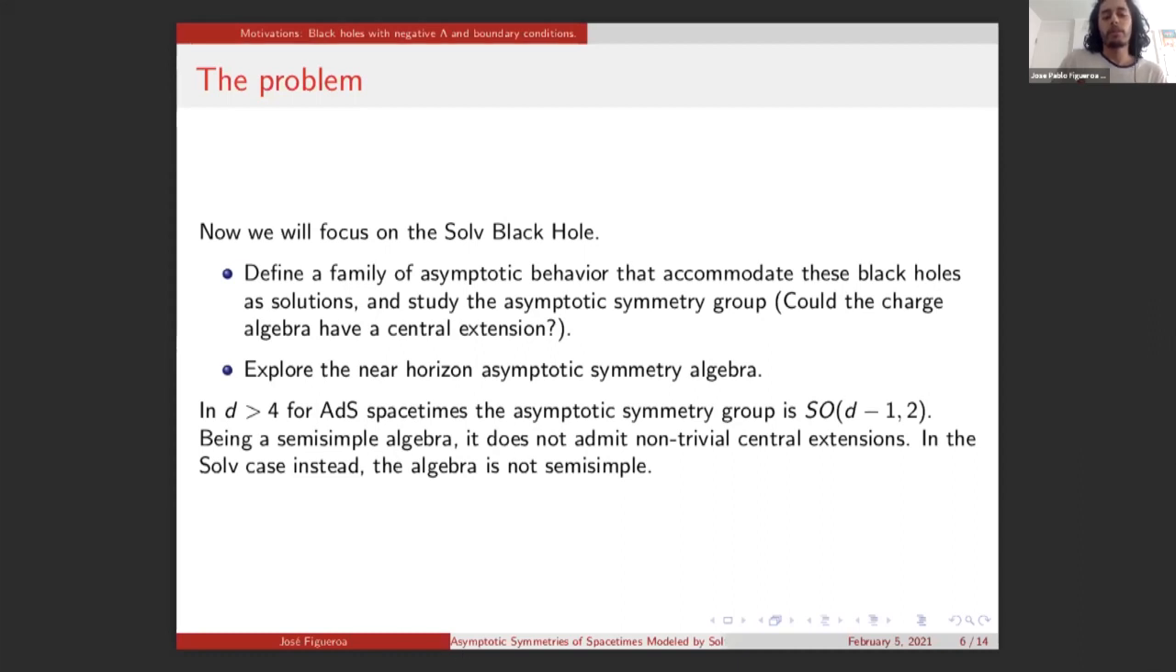In dimension greater than 4, for AdS spacetime, the asymptotic symmetry group is the same as the isometry group of the vacuum. And being a semi-simple algebra, it does not admit a non-trivial central extension. In the Solv case, instead, the algebra is not semi-simple, so it's worth studying whether or not a central extension appears.